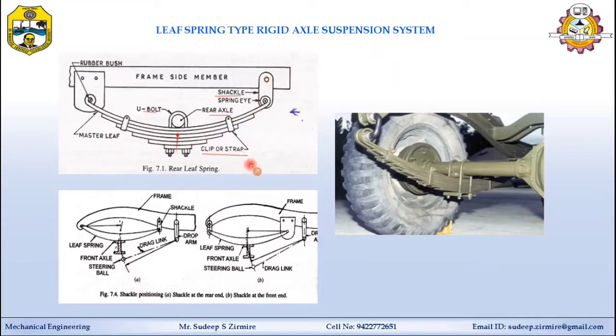Then the second point is whether to have the shackle at the front. You can see the figure, the first showing the shackle at the rear end and the second with the shackle at the front end. Whether to have the shackle at the front end or at the rear end is considered for the front suspension. I am talking about the first case, when the shackle is at the rear end.